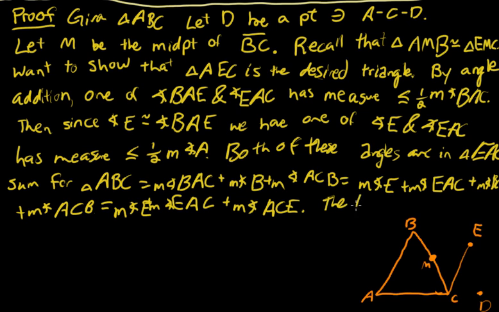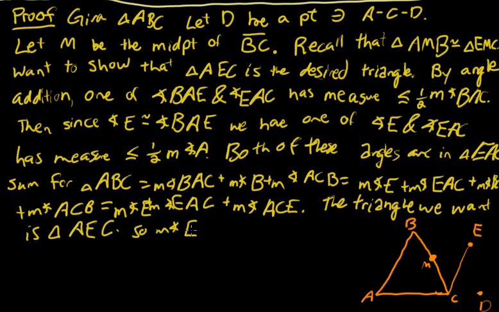The triangle we want is triangle AEC. So measure of angle E plus measure of angle EAC plus measure of angle ACE equals the sum of triangle AEC.